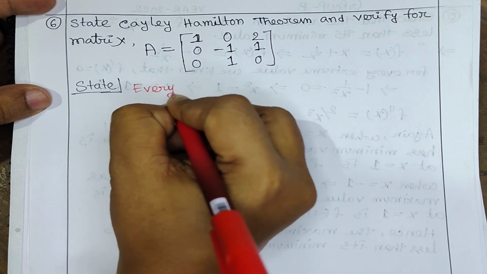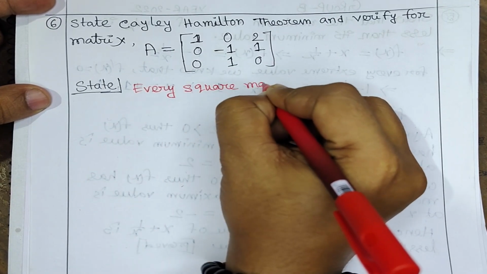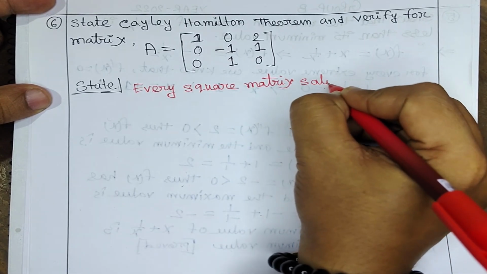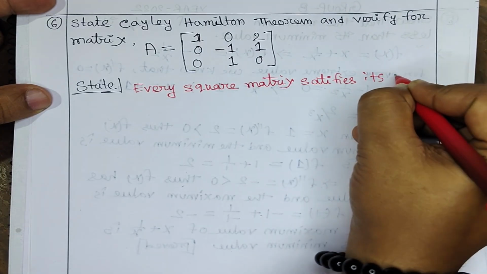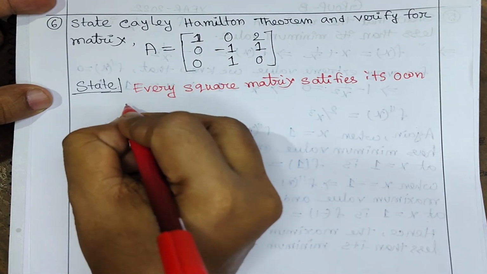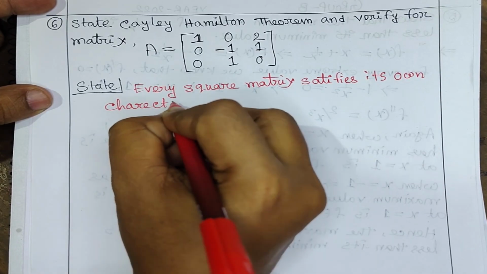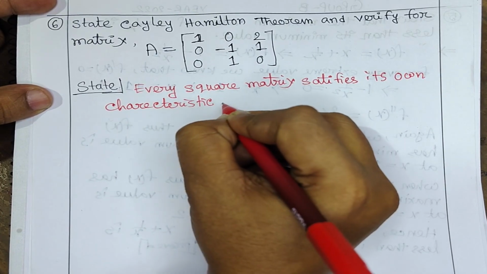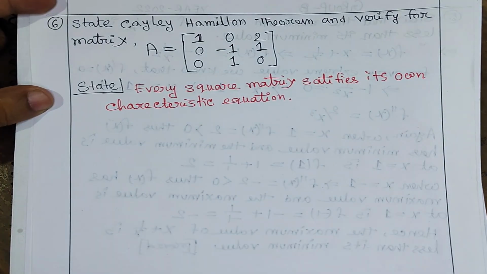every square matrix satisfies its own characteristic equation. This is the statement.